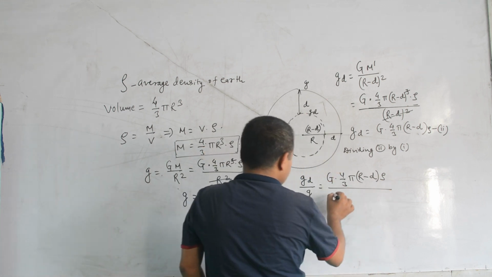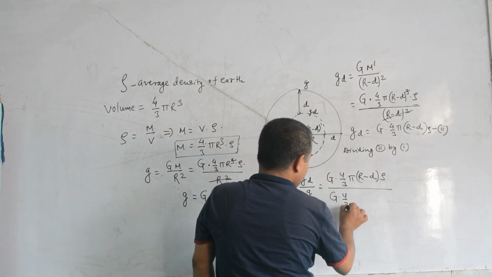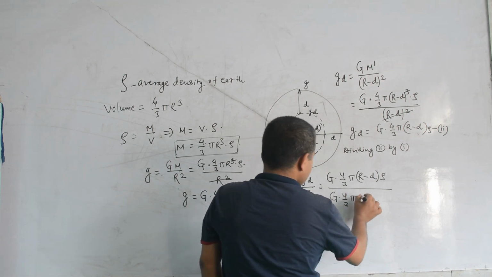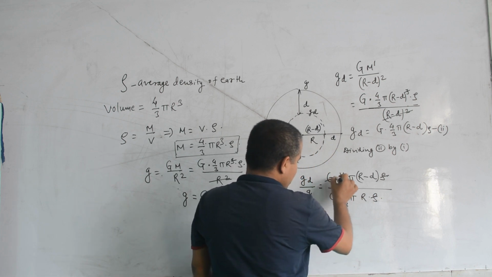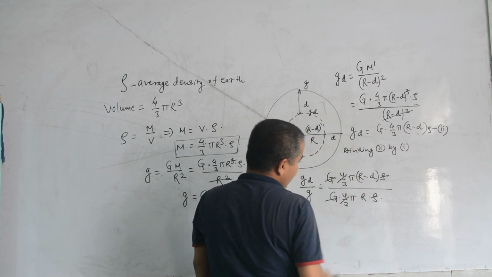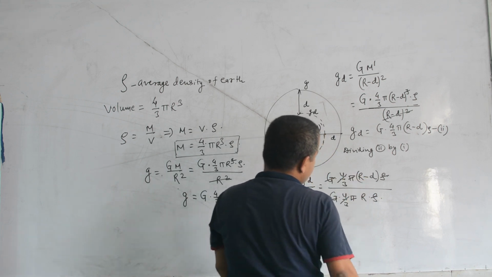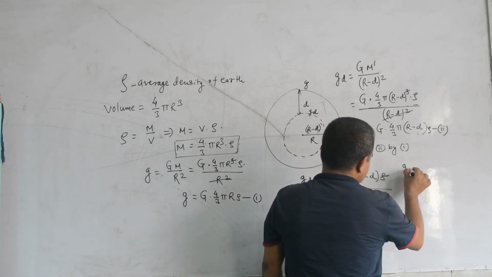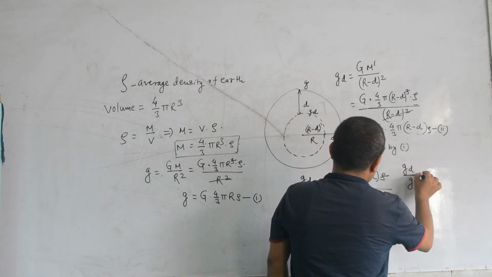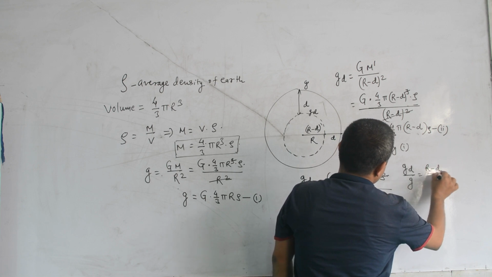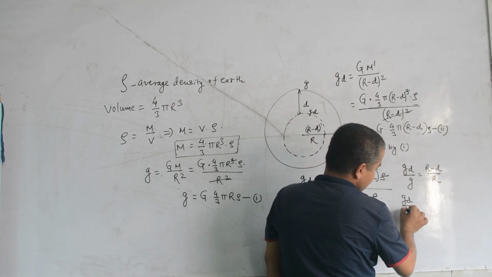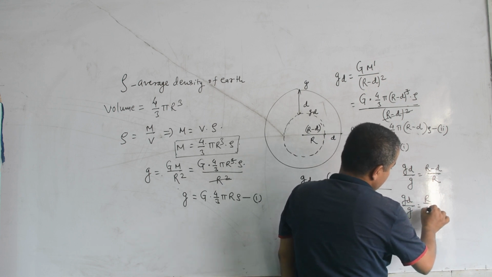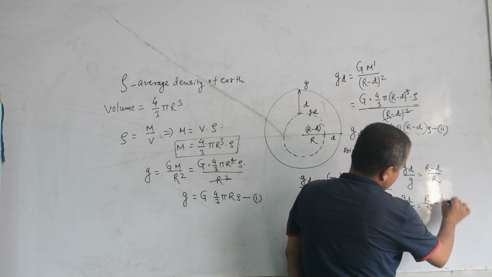Now here, what is the value of g? g is G into 4 by 3 pi r rho. Now this rho and this rho will be cancelled, this G and G will be cancelled, this 4 by 3 will be cancelled, this pi and pi will be cancelled. So I have gd by g equals (r minus d) by r. So I can write gd by g equals r by r minus d by r.